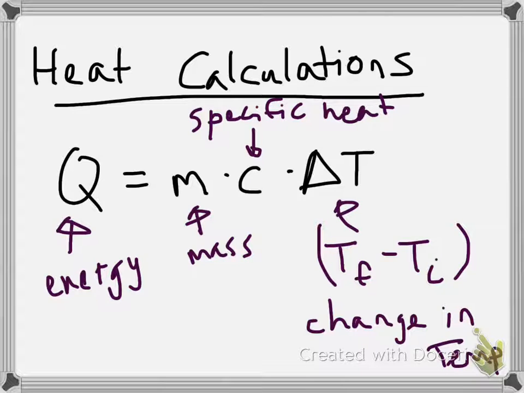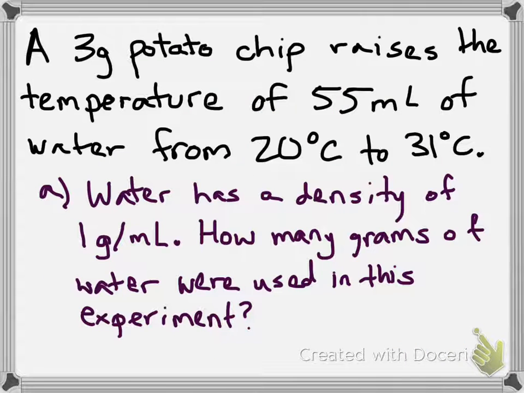This pre-lab is a reflection of what you'll be doing, some of the calculations you'll need to do during the actual lab. So we're going to practice using this equation. Let's look at number 1 together. A 3-gram potato chip raises the temperature of 55 milliliters of water from 20 degrees Celsius to 31 degrees Celsius. So first, let's just see what we have here.